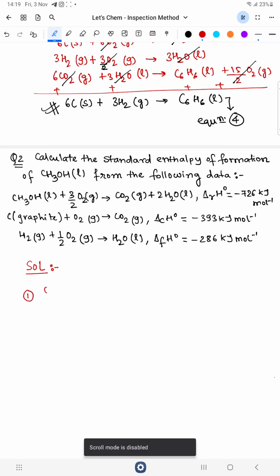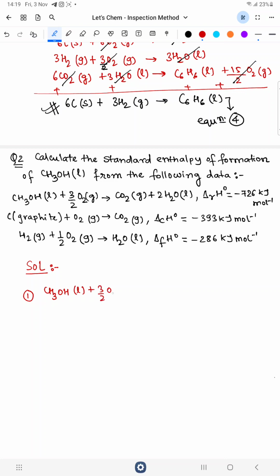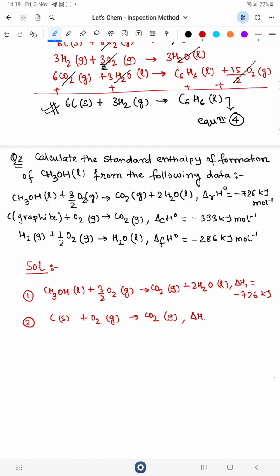So we'll write CH3OH liquid plus 3/2 O2 gas gives CO2 gas plus 2H2O liquid. Delta H1 naught is equals to minus 726 kilojoule. Second, carbon solid plus O2 gas gives CO2 gas. Delta H2 naught is equals to minus 393 kilojoule.